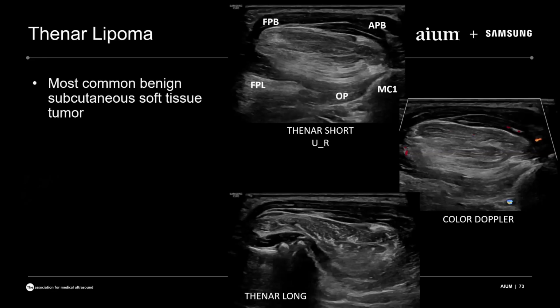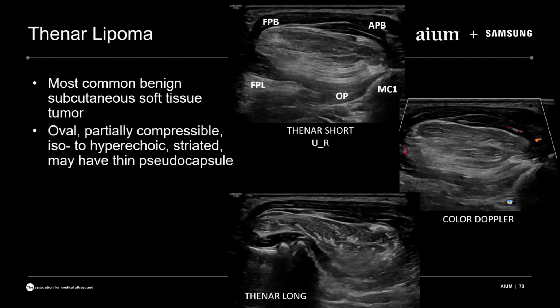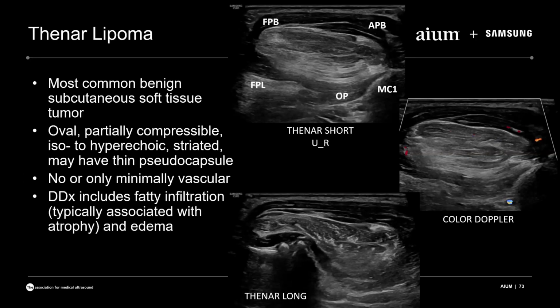This is the most common benign soft tissue tumor throughout the body. It usually appears ovoid, partially compressible, iso to hyperechoic relative to fat, and often has some striations like this. It may have a thin pseudocapsule, and it usually doesn't have much vascularity. Differential on ultrasound would include some fatty infiltration because that can look similar, but often you'll have associated atrophy. And edema can also be echogenic. MRI is useful for problem solving, particularly if there's suspicion for a low-grade liposarcoma.